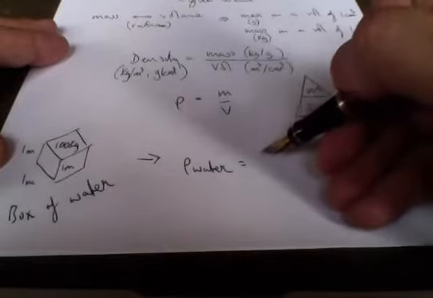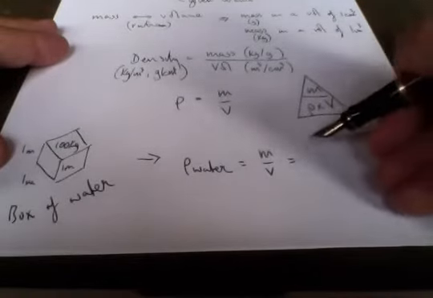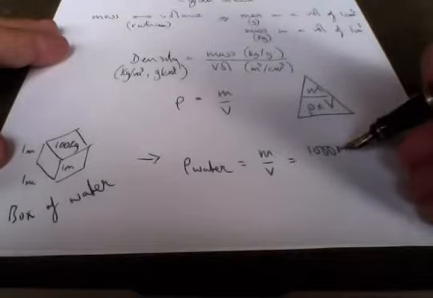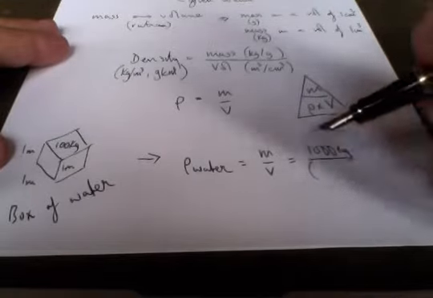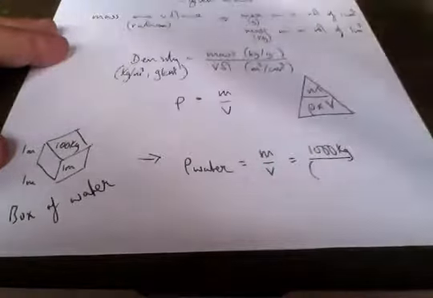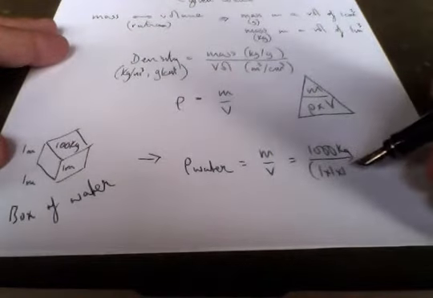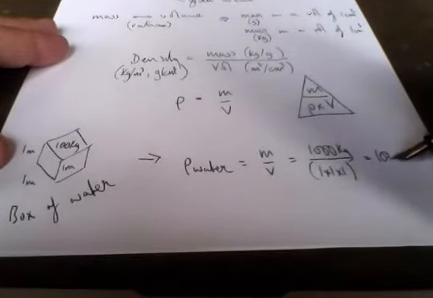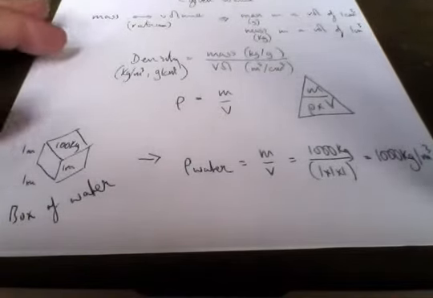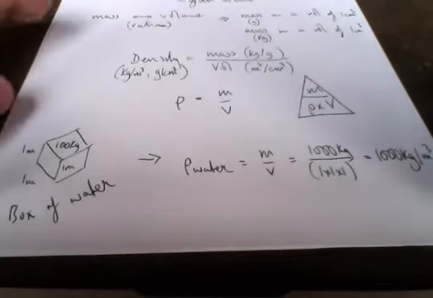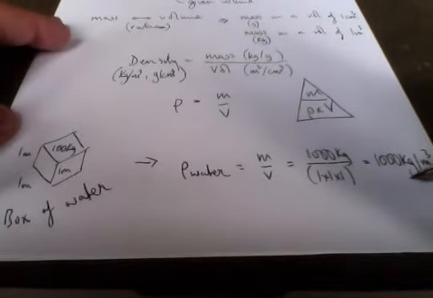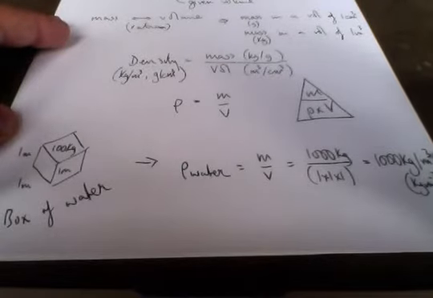Let's use the equation. Density is the mass divided by the volume, which gives us 1,000 kilograms divided by the volume, which is the length times the breadth times the height: 1 times 1 times 1, giving us 1, leaving us with 1,000 kilograms per meter cubed. You might see this written as kg m^-3. I hope with the maths you understand that these are absolutely identical. The -3 implies per meter cubed.